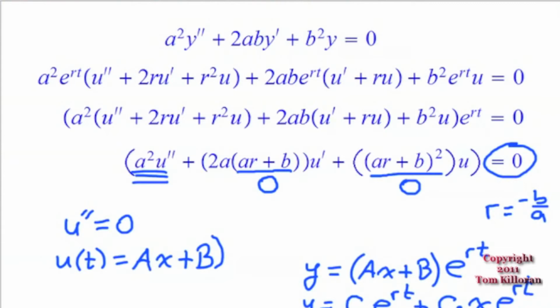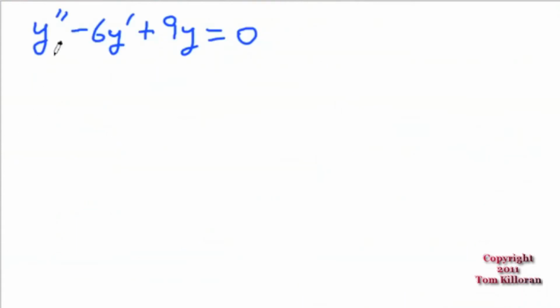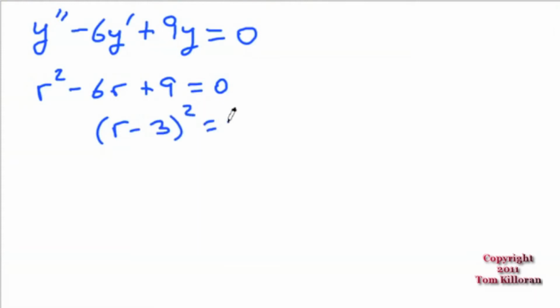All right, so let's solve one real quick. Here we have y double prime minus 6y prime plus 9y is equal to 0. The characteristic would be r squared minus 6r plus 9 is equal to 0. This factors rather nicely into r minus 3 all squared is equal to 0. Therefore, we have a double root of r equals 3.